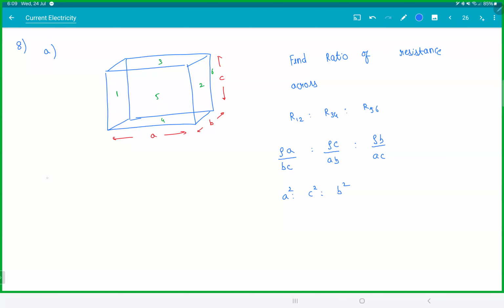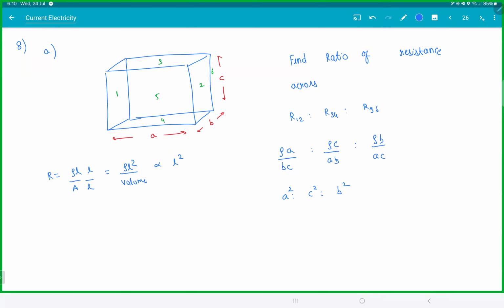But there's a much faster way. Resistance is rho L by area, multiply and divide by length. So this will become rho L square by volume. Since the volume is constant, you can simply say R is proportional to L square. That will be much faster.